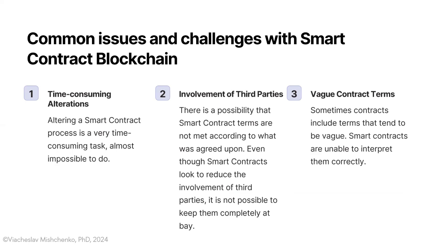And finally, there is the issue of vague contract terms. Traditional contracts often contain ambiguous language that humans can interpret based on context and common sense. However, smart contracts operate on strict logic and can't handle such ambiguity. So they need explicit, precise terms to function correctly. And this really creates a significant challenge when translating traditional legal agreements into smart contract code.